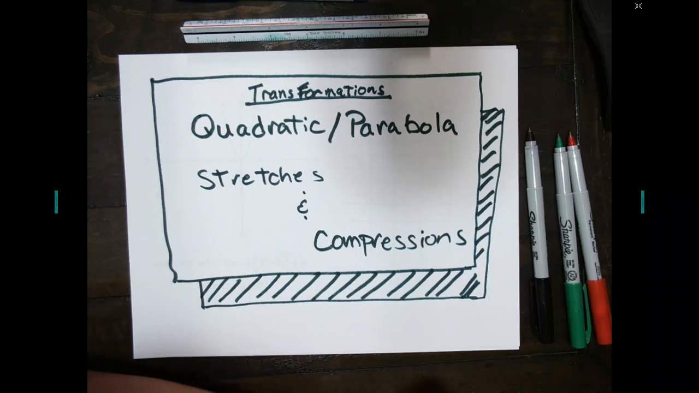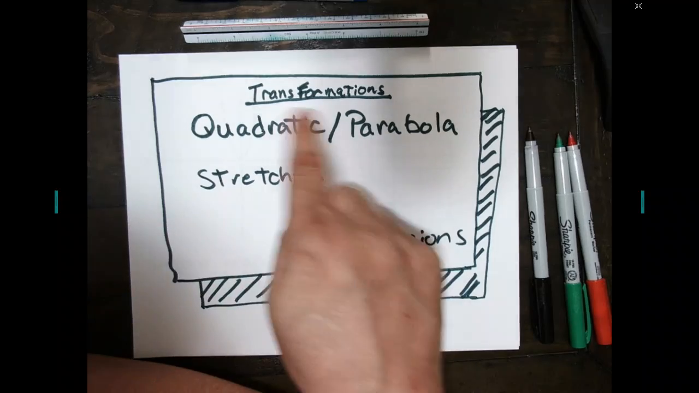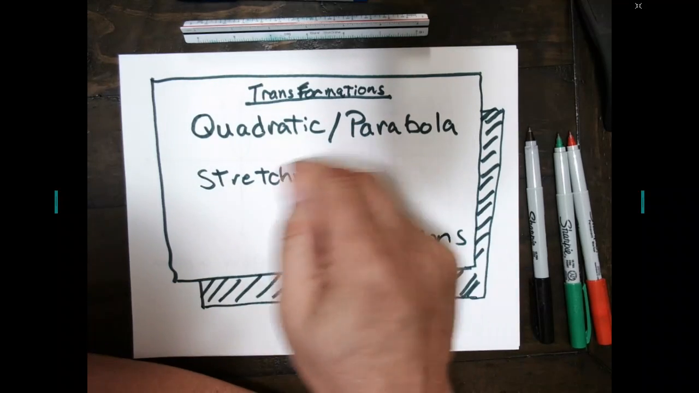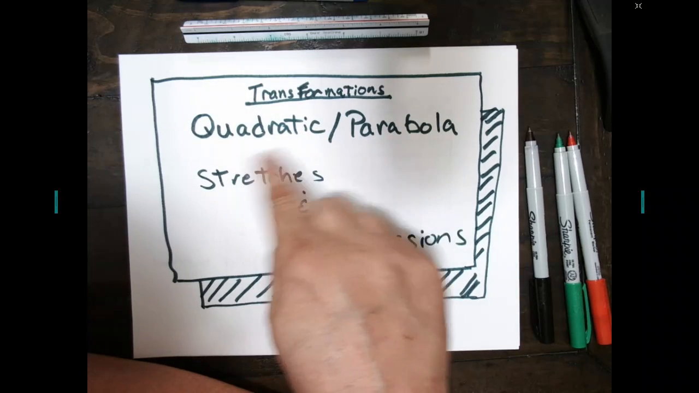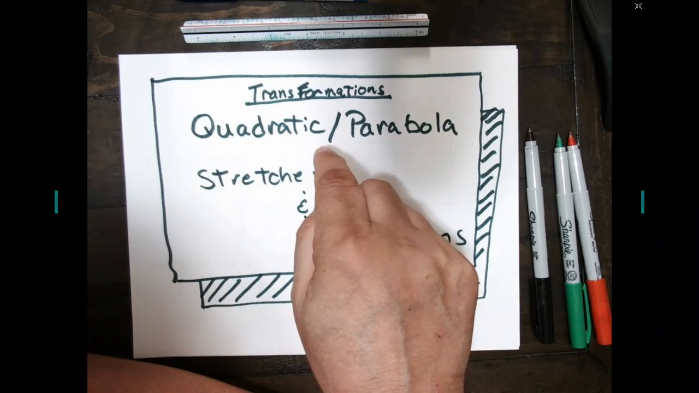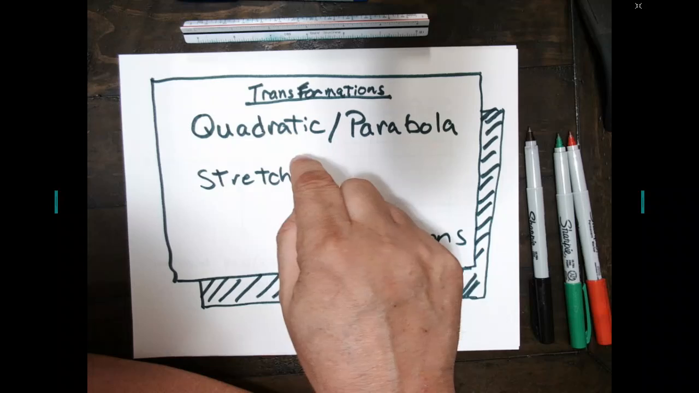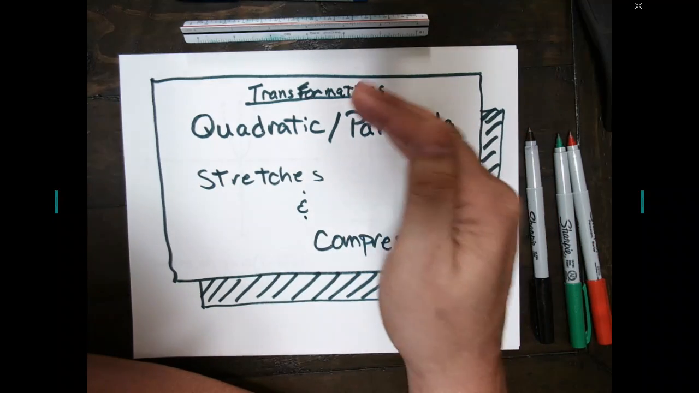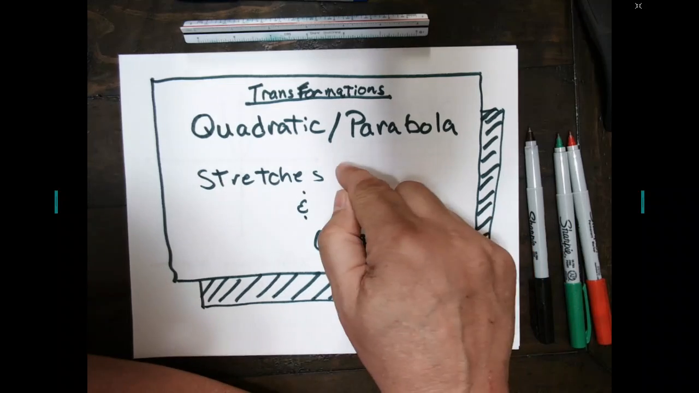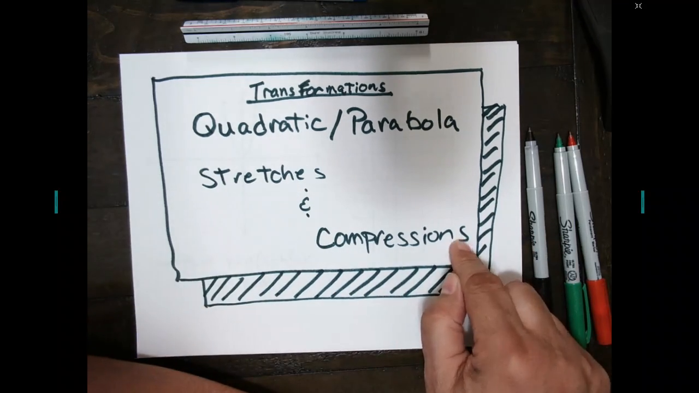Today, what I have for you is another video on transformations. In a previous video, we did some transformation work where we just took a parabola or quadratic function and translated it by moving the vertex up or down or left and right with h and k. Today, I want to continue that video with stretches and compressions.